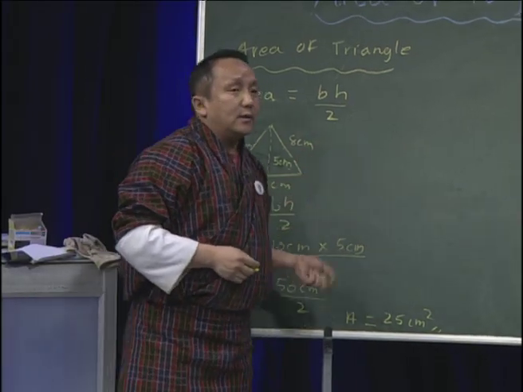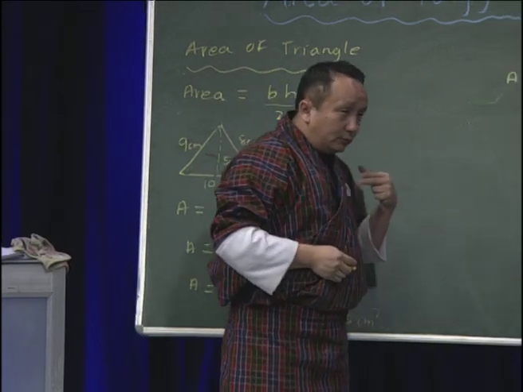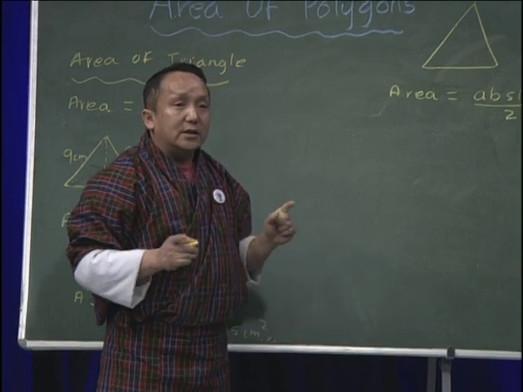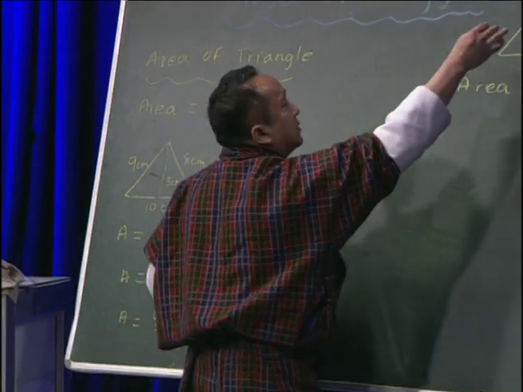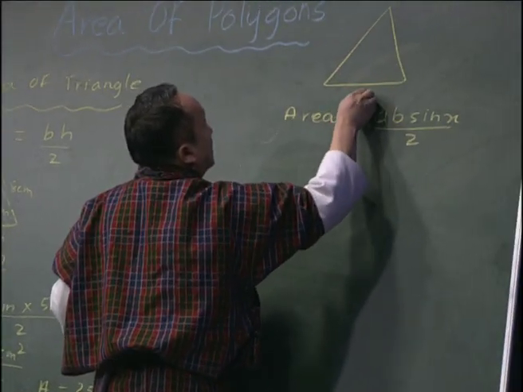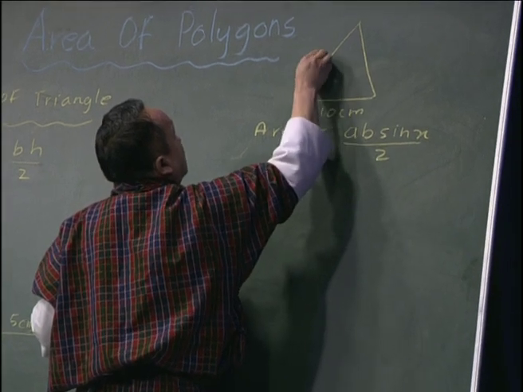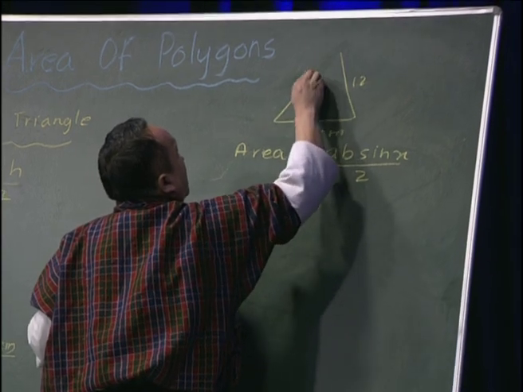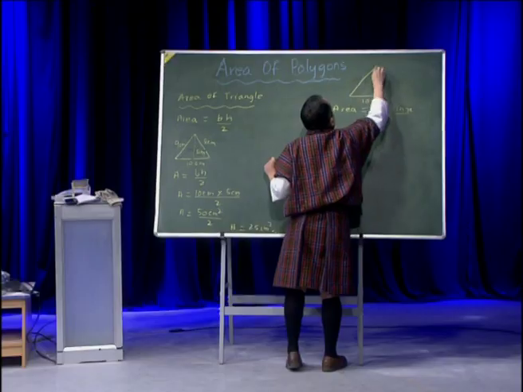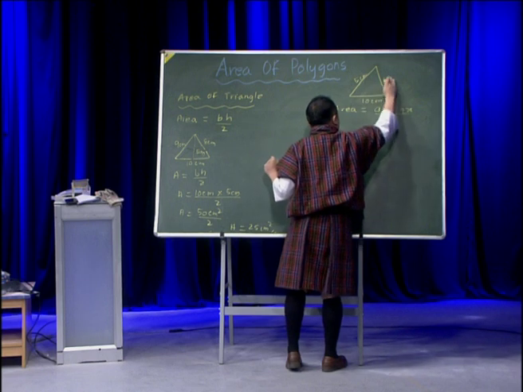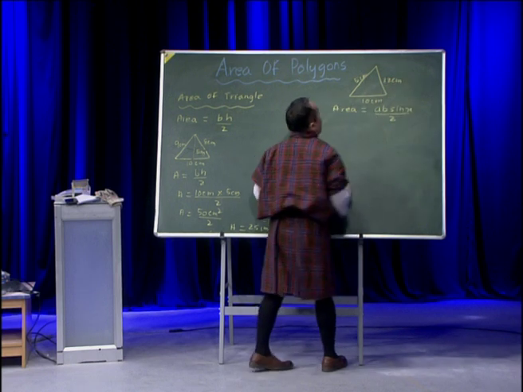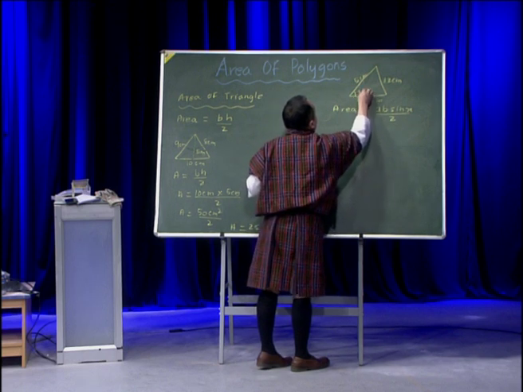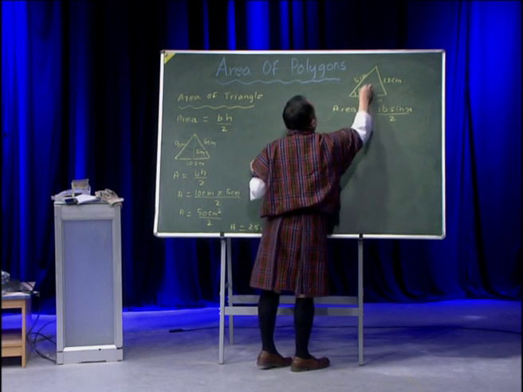Now let us look at another example where the height of the triangle is not provided, but the angle between the sides is provided. So let us consider this example. Okay, we have 10 centimeter, we have 11 centimeter, we have 12. Let's see, we have 5 centimeter and we have 12 centimeter, and the angle here is 30 degree. Okay, let us take this as 30 degree.